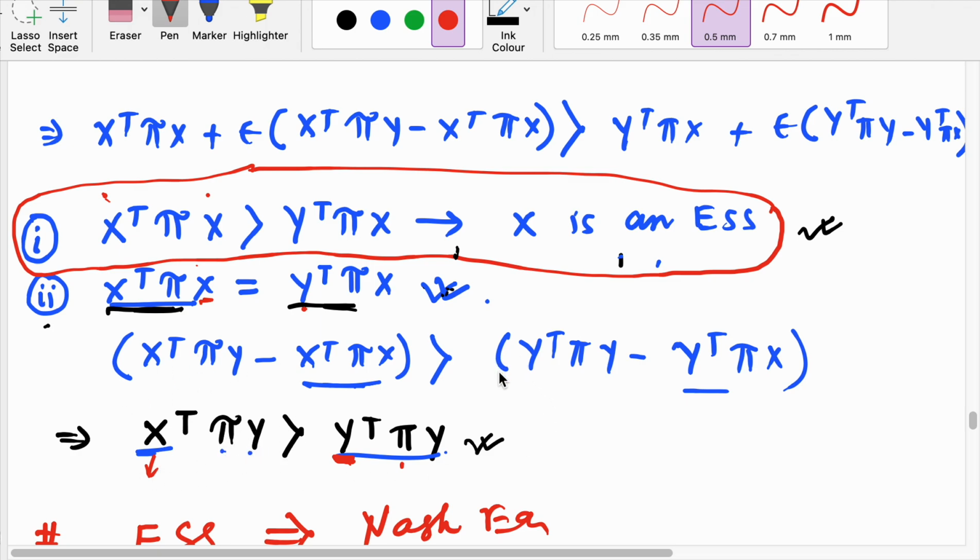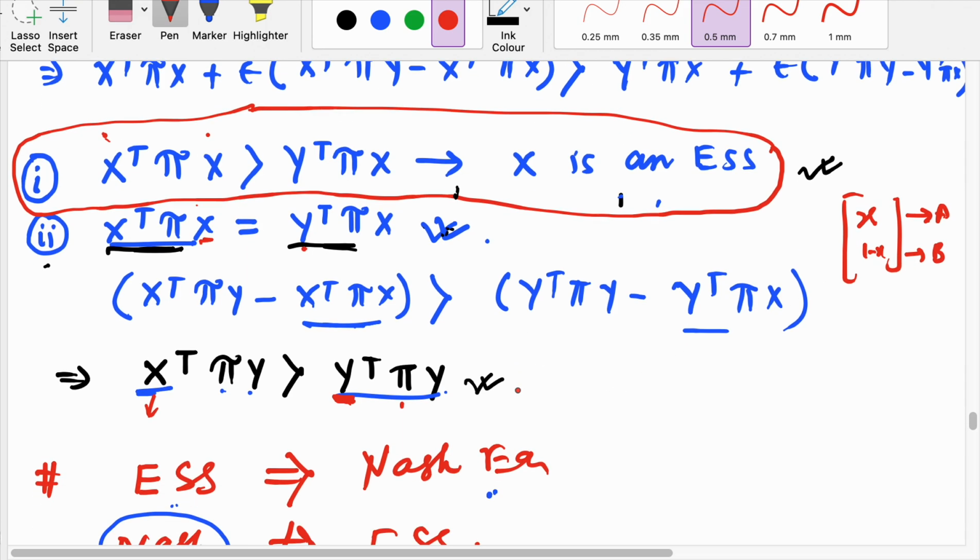Here by resident I simply mean whoever was primarily there in the population and is using the strategy x, and here strategy x means with probability small x they will play a, and with 1 minus x they will play b. This is the concept of ESS.